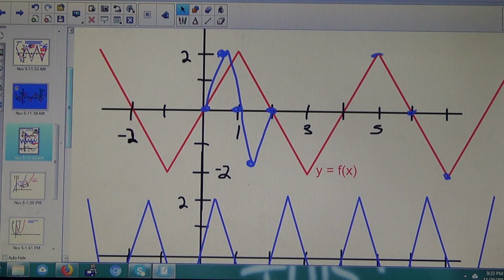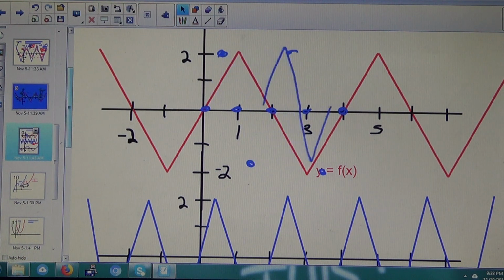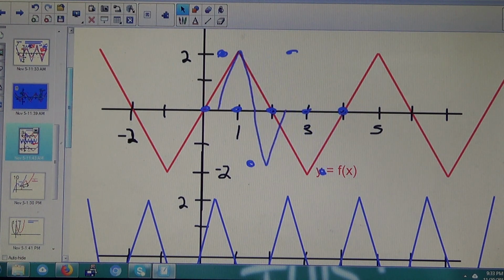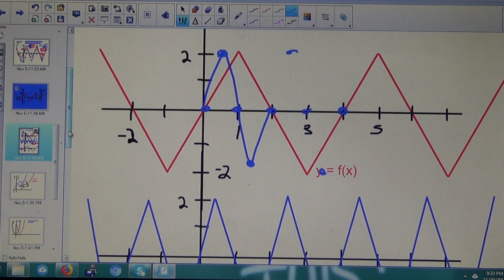So now what's 5 divided by 2? 2.5. What's 6 divided by 2? 3. 7 divided by 2? 3.5. 8 divided by 2? 4. How many cycles are in between here? You guys see how there's actually 2 cycles, where there used to be just 1 cycle?